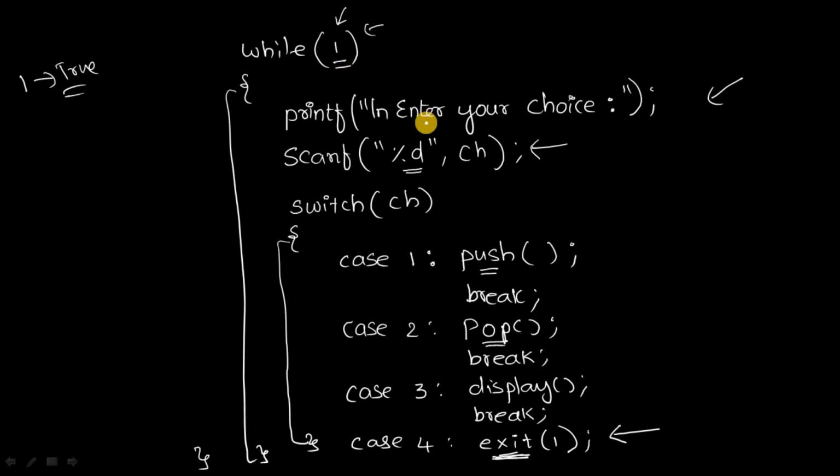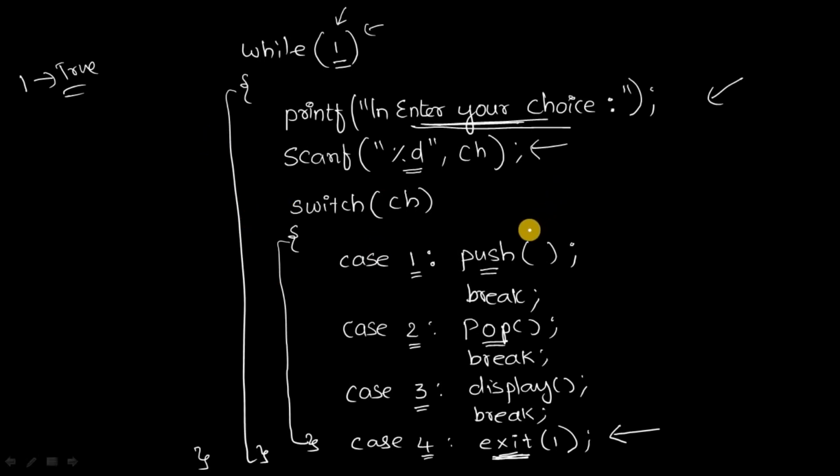And every time it will ask the user to enter his choice. So if you want to add an element, he will select 1. If you want to delete, he will select 2. If you want to display the elements in the stack, he will select 3. If you want to stop the program, he will select 4, right? So this is the main function.